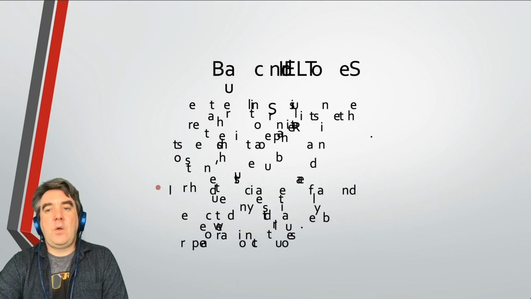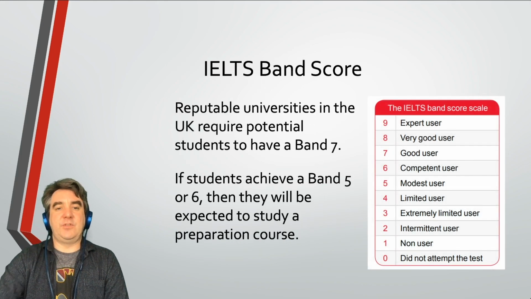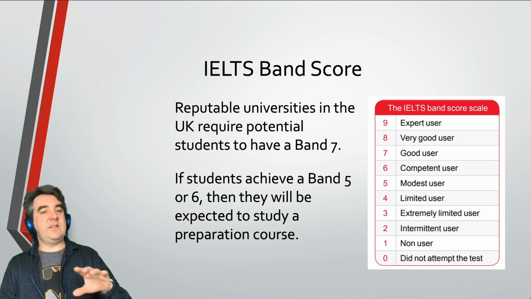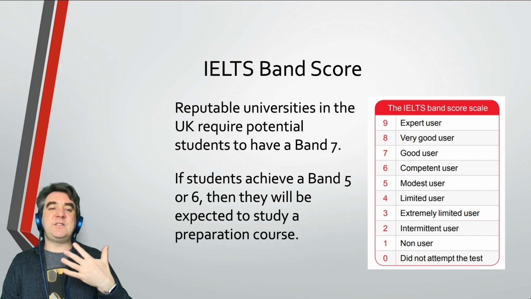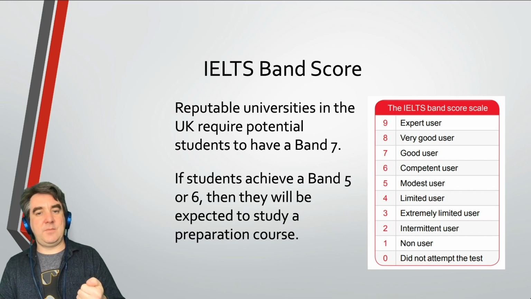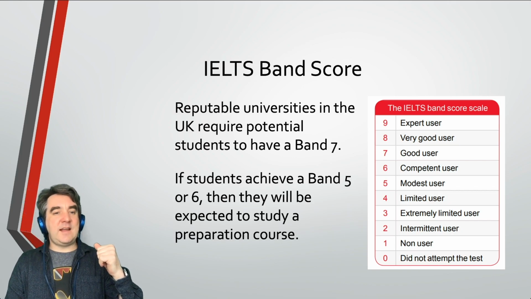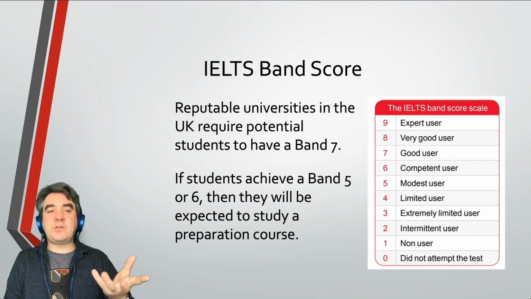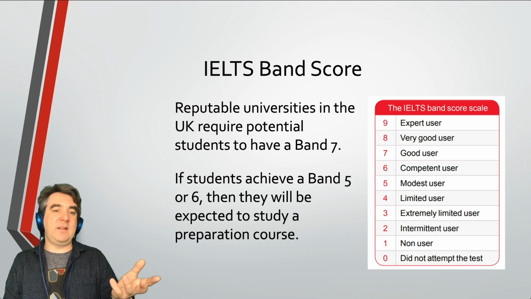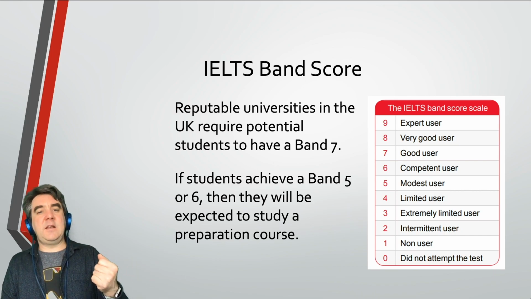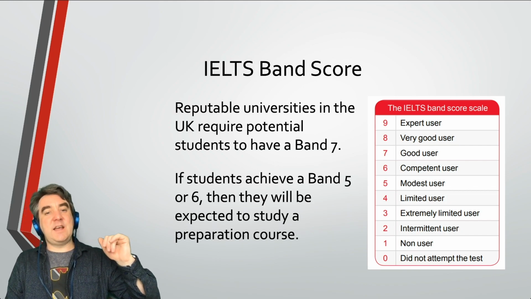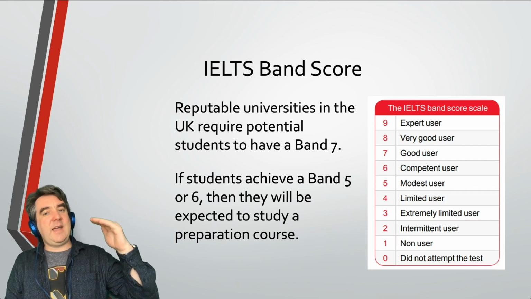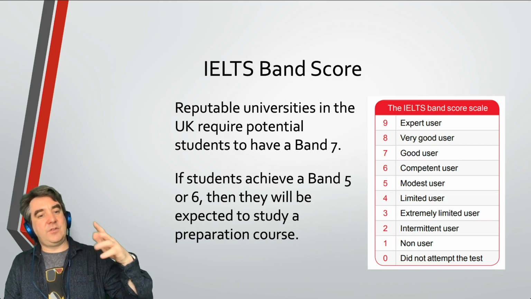Now, the IELTS band scores are between 0 and 9. If you get a 0, it means you did not attend the test. If you did attend the test, then you're going to be marked between 1 and 9. If you want to study at an English-speaking university, then you need to try and get a 7 if you want to go to a good university, but some universities accept maybe a 6 or so.